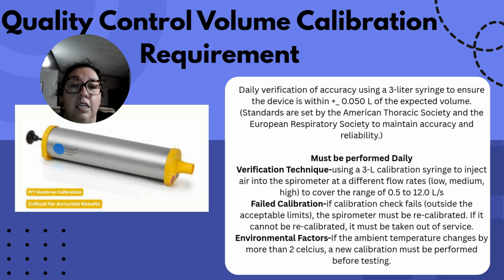Verification technique is using a 3 liter calibration syringe to inject air into the spirometer at different flow rates, low, medium, and high, to cover the range of 0.5 to 12.0 liters per second. A failed calibration means results are outside the acceptable limits. The spirometer must be recalibrated. If it cannot be recalibrated, it must be taken out of service and then sent out to get inspected and fixed.